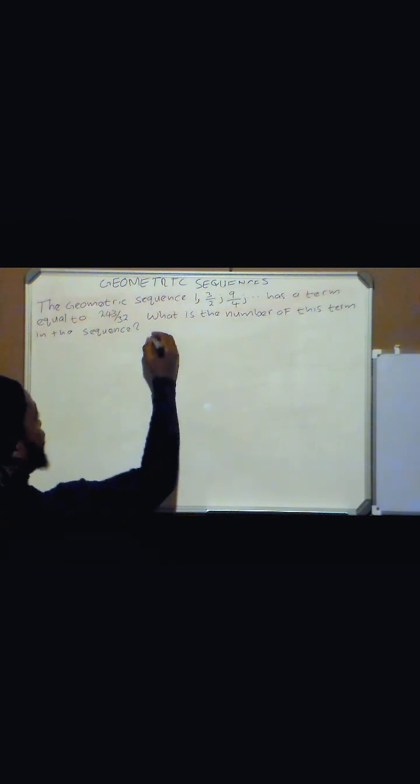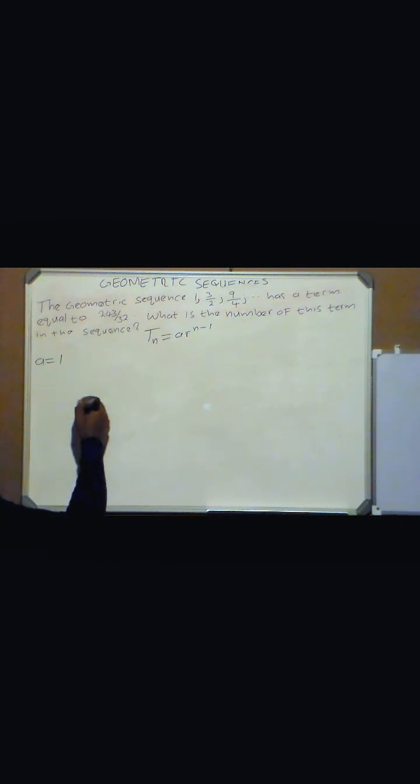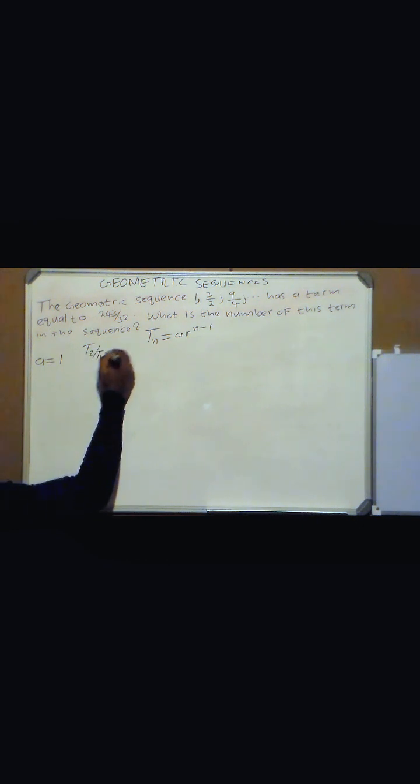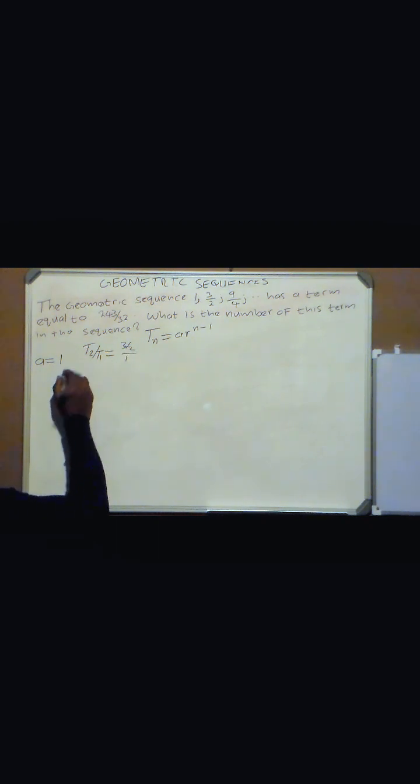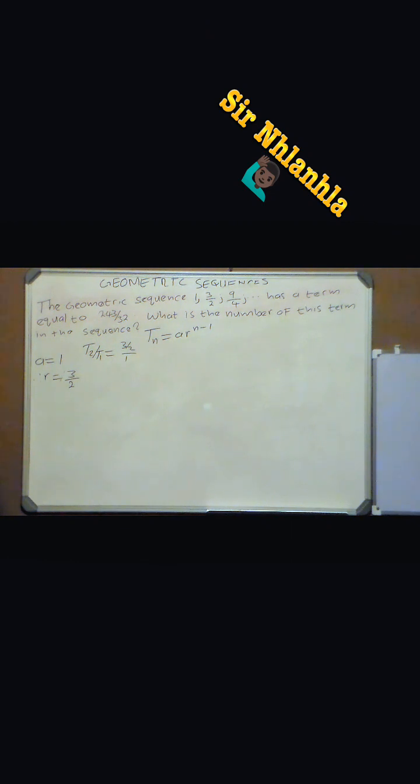So we know that this is a geometric sequence, so this equation can be used. We are given the value of a. The first term of the sequence is 1. To find our common ratio, we can say it's T2 over T1. This will give us 3 over 2 over 1. Therefore, our common ratio is 3 over 2. So we can substitute into our equation.